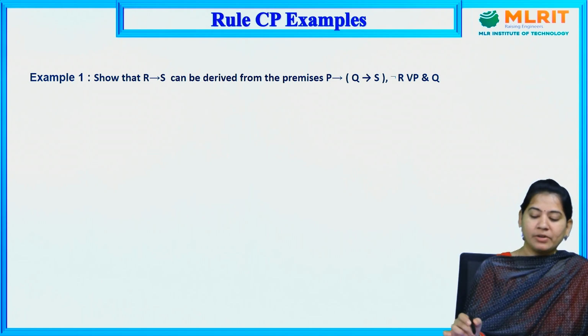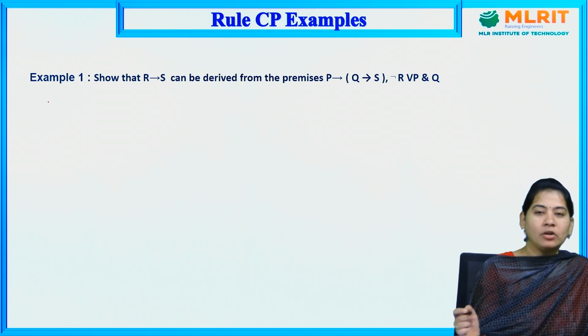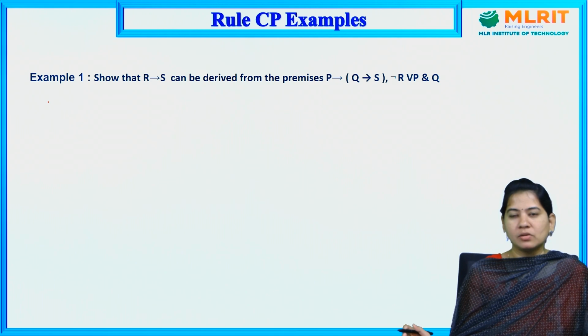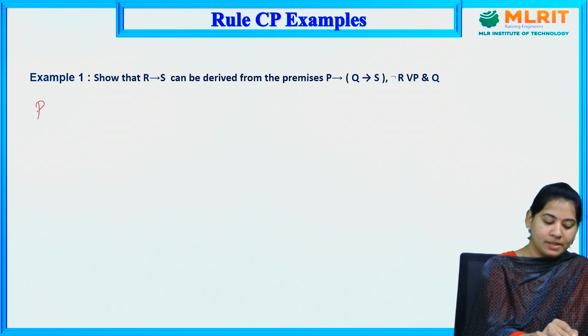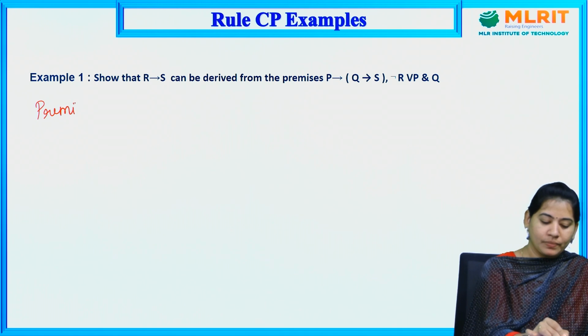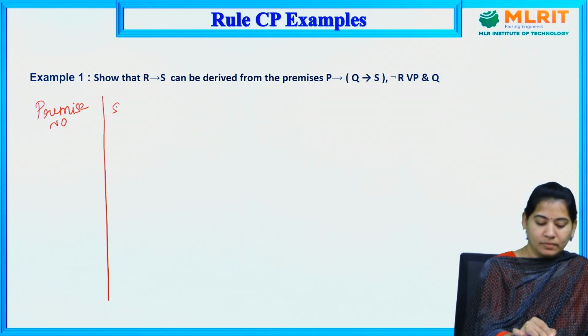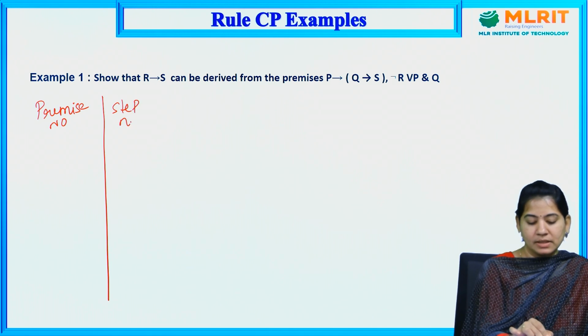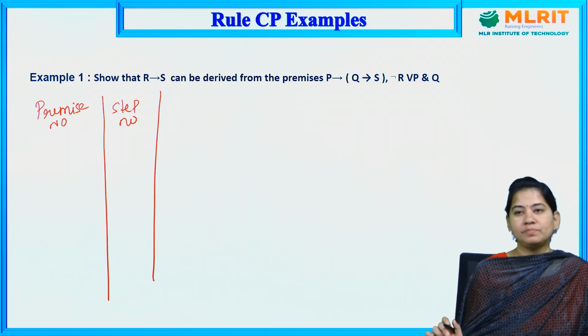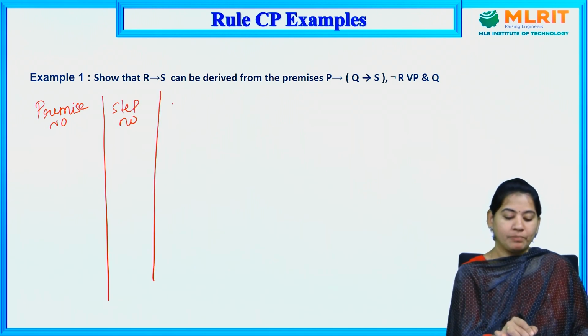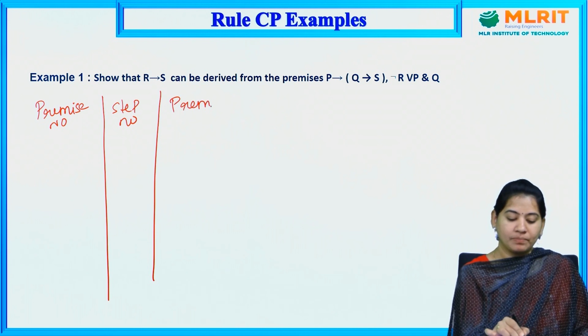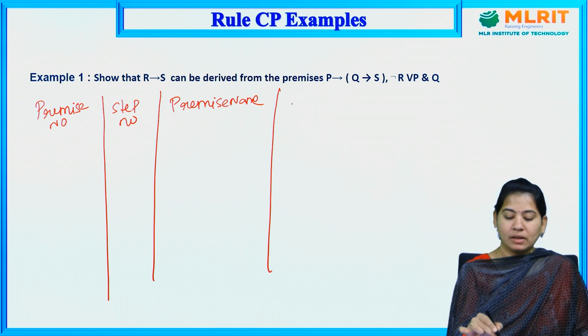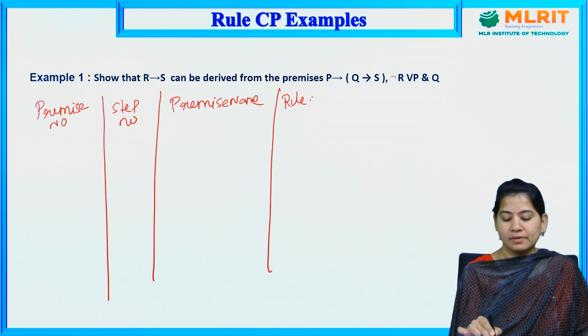First, the given premises. According to our rules of inference concept, as usual, we need to follow the columns: premise number, step number, premise name, and rule of inference.